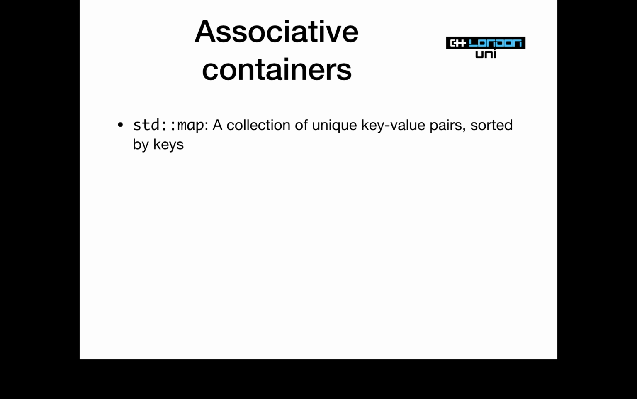And we sort these elements based on their keys. So they're stored inside the map in order of their keys. And that means that when we search for the value associated with a particular key, we can look up that key very quickly.